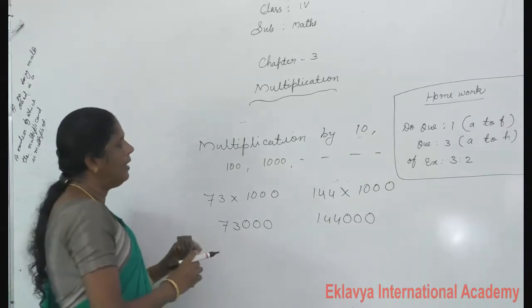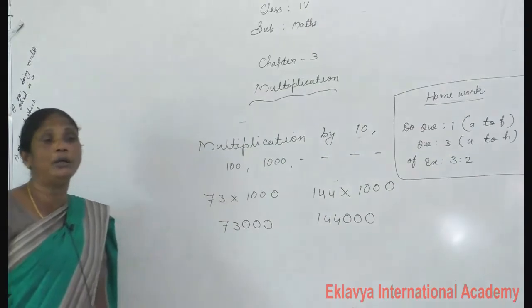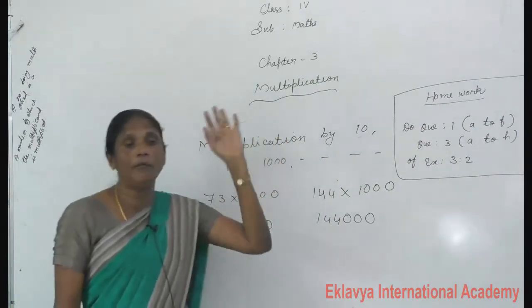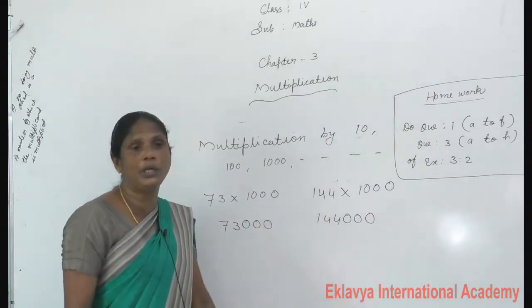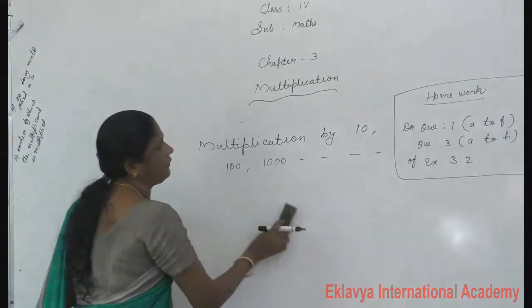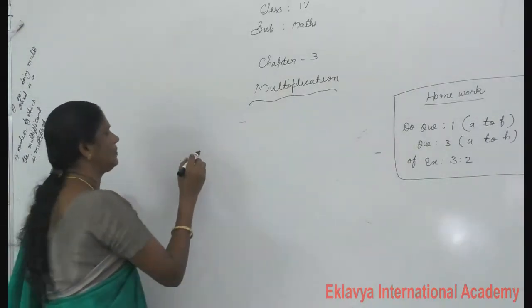Understand? Next, multiplied by 10,000. How many zeros do you put? 4 zeros. Okay. Multiply by 1 lakh. How many zeros do you put? 5 zeros. Okay. Now multiplication with ending zeros. Listen.